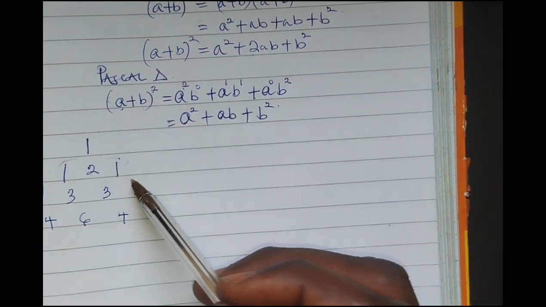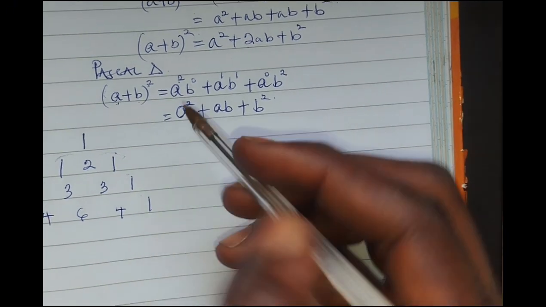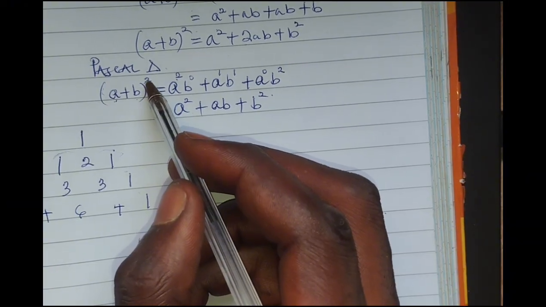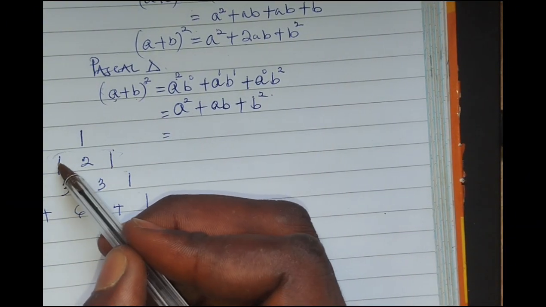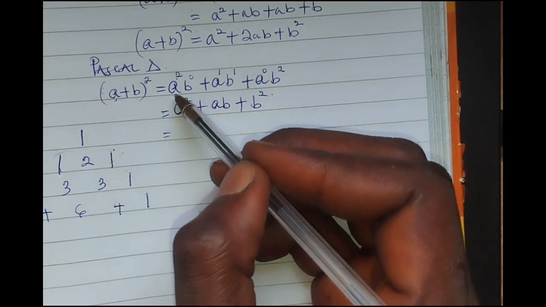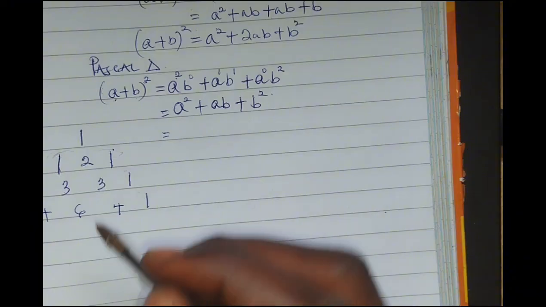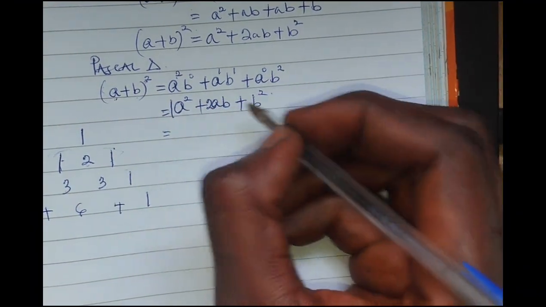When you have the power of 3, you use this rule. When you have the power of 4, you use this rule. Now, in this question here, we have the power of 2, so we use this rule. All I have to do is place 1, 2, 1 beside each of them, and they must fit in. If they don't, there is a problem. So 1, 2, 1.